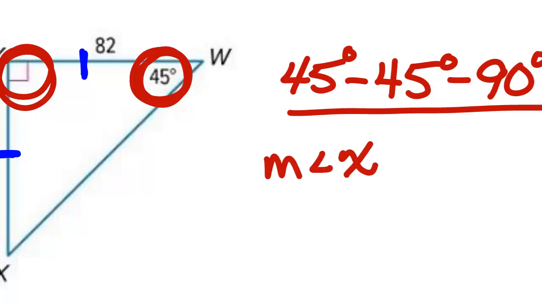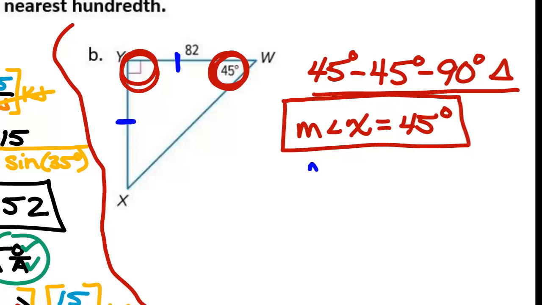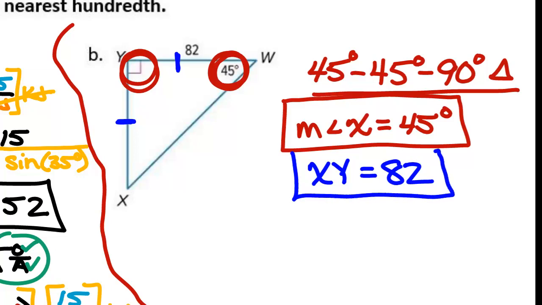Measurement of angle X has to be 45 degrees. And the length of XY we already know also. That has to be 82 because it is congruent to YW. So we got 2 of them out of the way. We just need to find our hypotenuse now, XW.